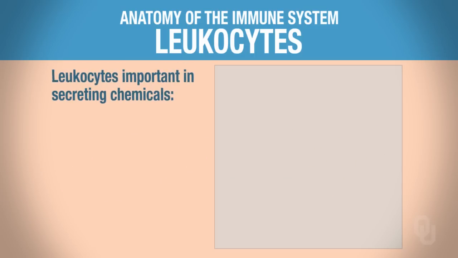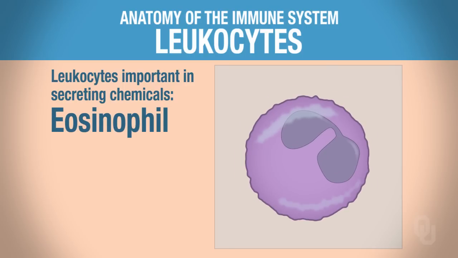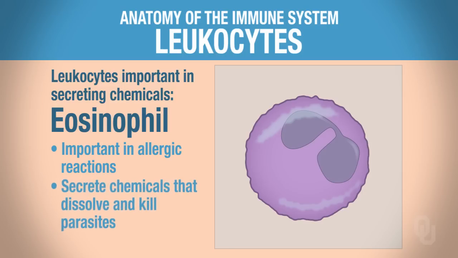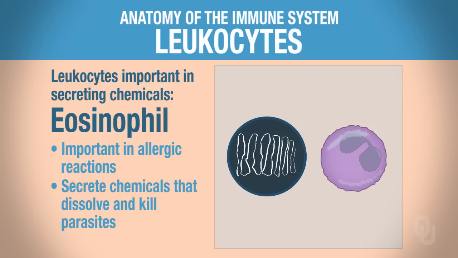Okay, then you have other leukocytes that are important in secreting chemicals. For example, eosinophils. So when you think about eosinophils, these are white blood cells that are really important in allergic reactions, but they're also very important in that they secrete chemicals that will dissolve or kill parasites. So from before, when I mentioned that you could have a tapeworm that's 8, 10, 12, 20 feet long, there's no way for an eosinophil to engulf a worm of that size. And so rather than engulf it, eosinophils can actually secrete these chemicals that dissolve them.